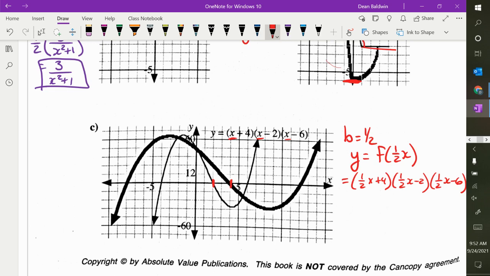Now, that is ugly. So we need to clean it up. I don't want fractions in the brackets. How do I get a fraction out of the bracket? You factor it. So I can factor 1/2 out of each bracket. If I pull the 1/2 out of the first bracket, I'm left with x plus what? No. Sorry. Not 1. No. What? 8. Why is it 8?